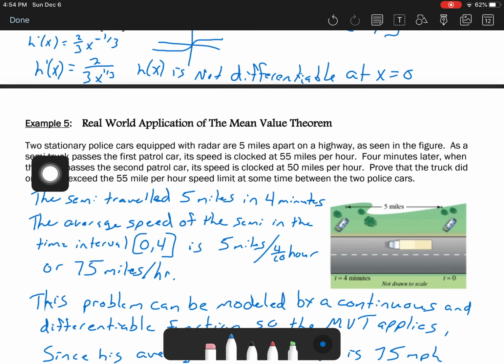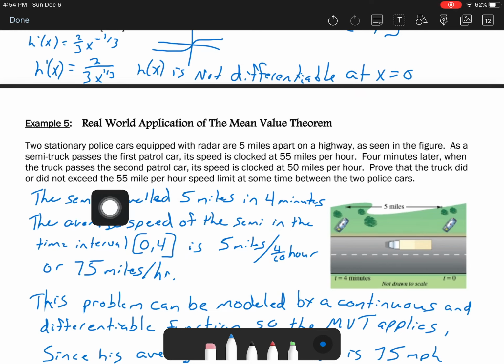So it says 2 stationary police cars are equipped with radar 5 miles apart on a highway as seen in the figure. Okay, so we've got, this is an expanded view and not really to scale, but okay, so as a semi-truck passes the first patrol car, its speed is clocked at 55 miles per hour. So he's good, he didn't get a speeding ticket there. Well, I assume that's not speeding on this highway.